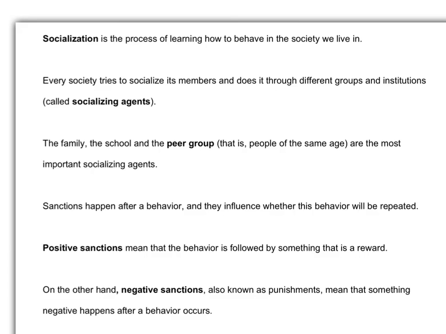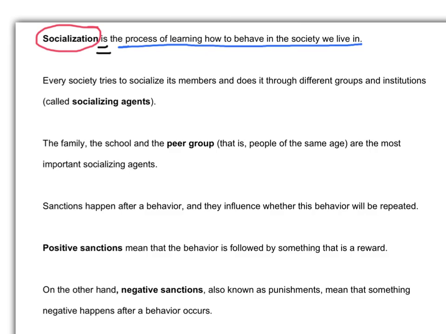Here we have: socialization is the process of learning how to behave in the society we live in. The key term is socialization. The definition is the process of learning how to behave in the society we live in. And the linking word for the two is the verb is. So the pattern that we have is key term, is, definition.